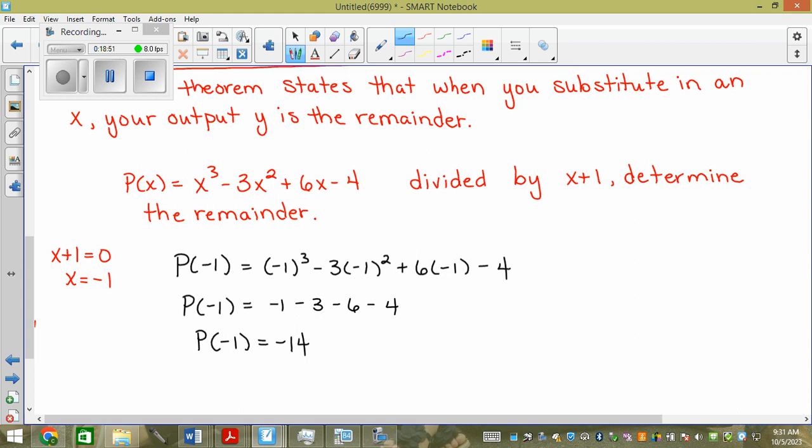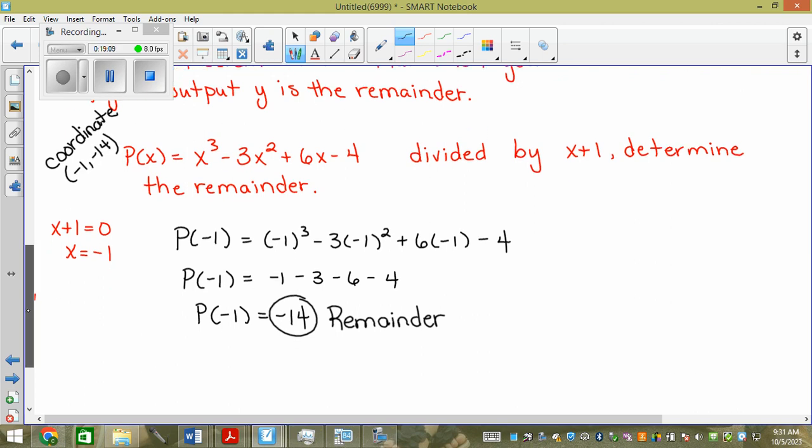So this is my remainder, technically. But what did I also just find? A coordinate on the graph of p of x. I did find a coordinate, that's what I did find, correct? I found a coordinate as well. It's at -1 and -14. Now, proving that I'm not a liar.